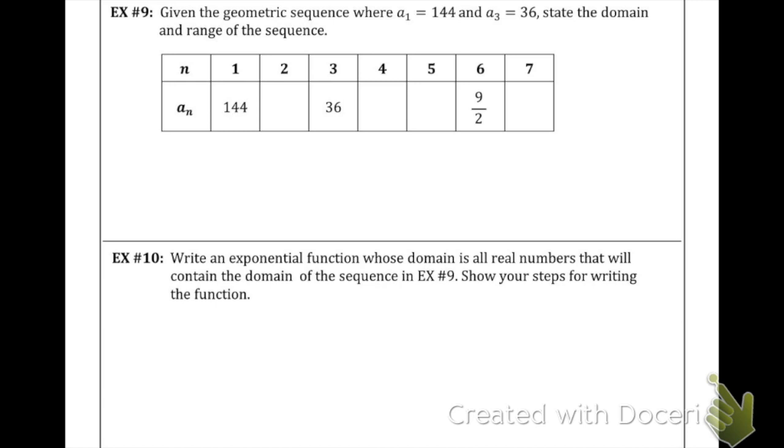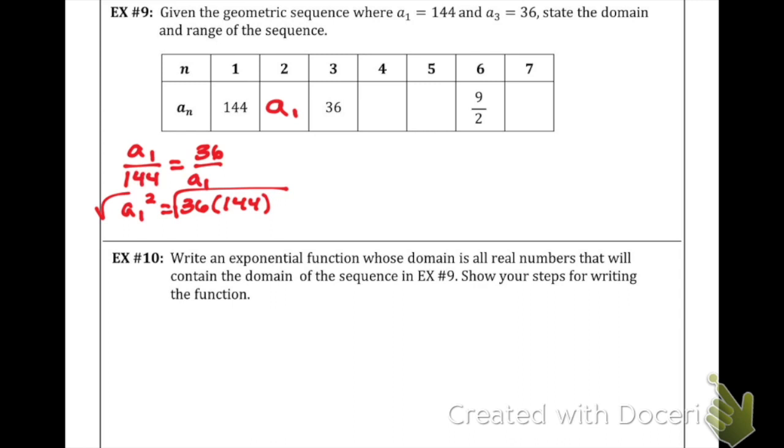So again, remember, we don't know what our common ratio is, but we can find it by finding that geometric mean. If you don't remember that we're just taking the product and square rooting it, we could set up our proportion. So a sub 1 over 144 should be the same as 36 over a sub 1. A sub 1 squared is equal to whatever 36 times 144 is. Sorry, not a sub 1, a sub 2. We're finding a sub 2.